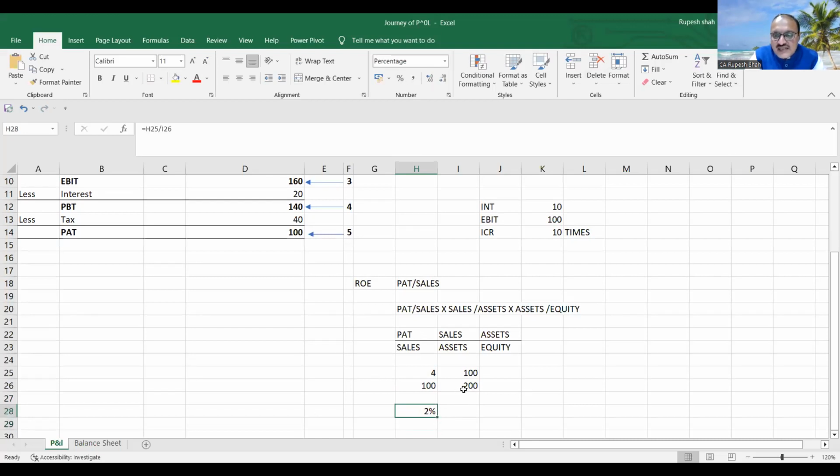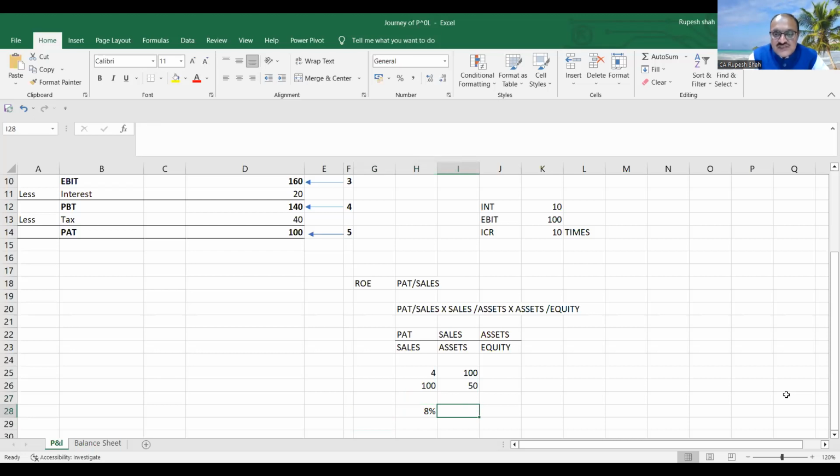But say assuming that my total asset is only 80. Say I am not an asset heavy company, and my assets are less, then my return on capital employed is 5%. Assuming this is only 50, it will increase to 8%. So here is where the business model of the company comes into the picture. It's asset heavy or asset light, vis-a-vis profitability of the company. That drives the return on capital employed.